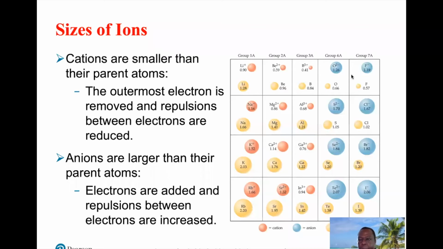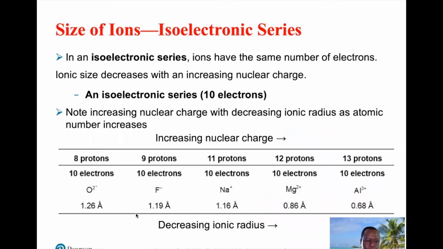Now, anions, which you see here shaded blue, are always larger than their parent atoms because we are adding electrons. Additional electrons make the anions, which are negatively charged, larger than their parent atoms. So that's what you need to take home from this slide: how the cations compare to their parent atom, and how the anions compare to their parent atom on the periodic table.